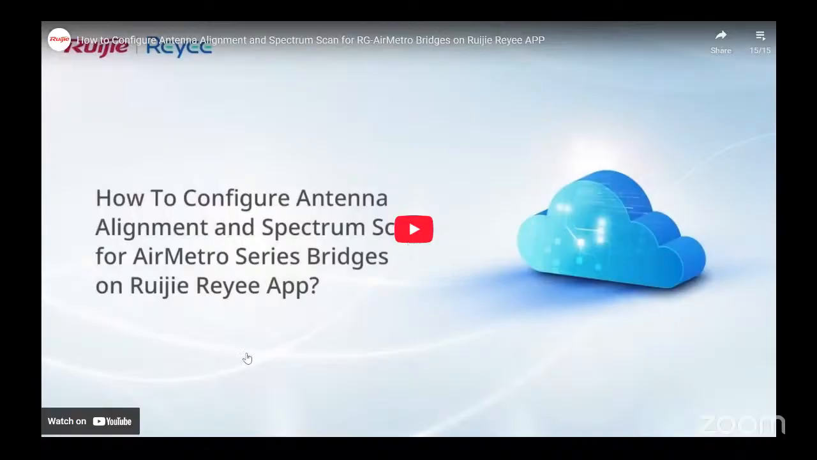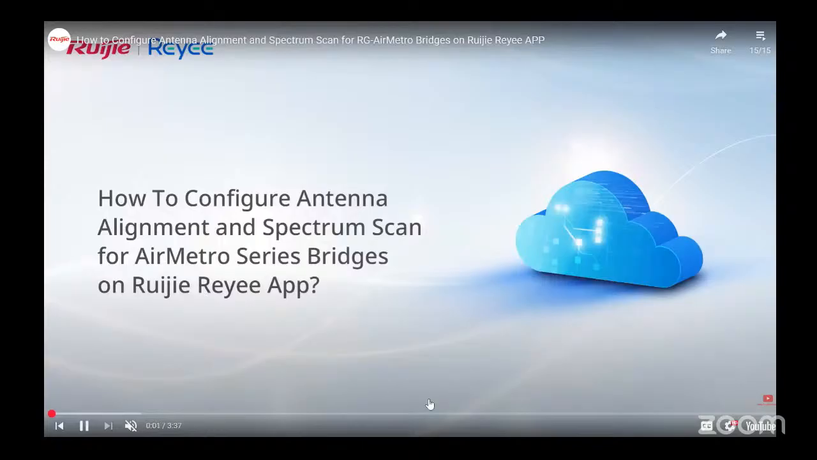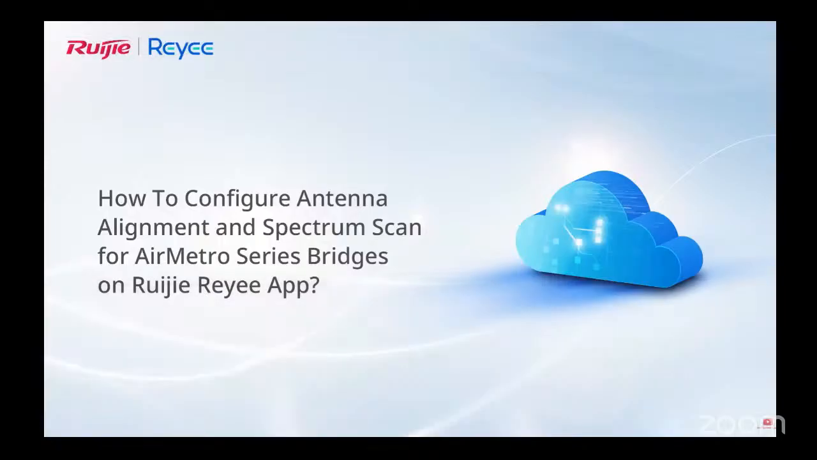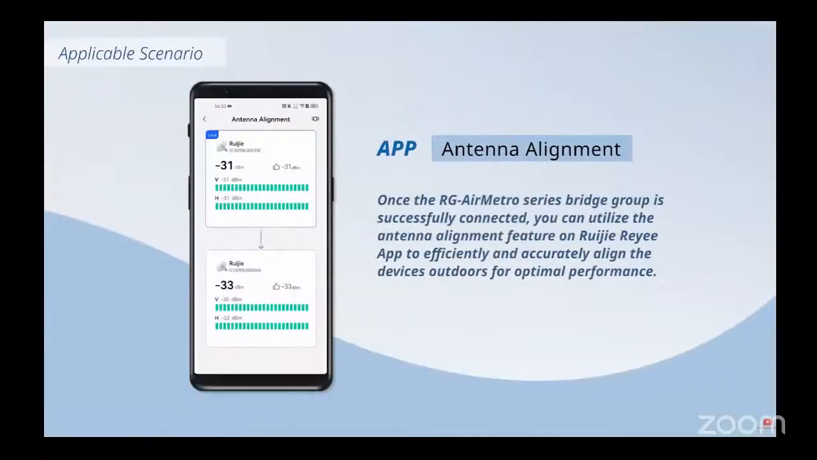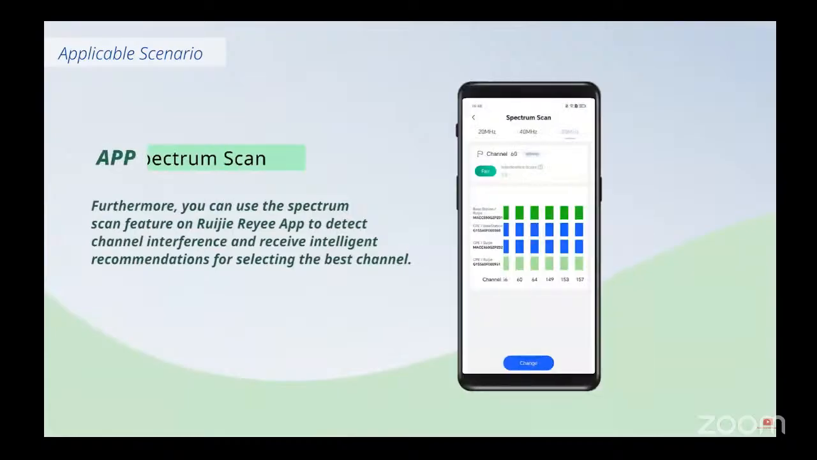I'm going to put a video on how to configure an antenna alignment. It's just a short video, and it doesn't require sound. So give me a second, I'm going to put it here. So what I previously mentioned, the antenna alignment tool. We have two Reyee Air Metro antennas. They are connected to the application, and after that we have the spectrum scan, in which they advise which channel you are going to select in this case.